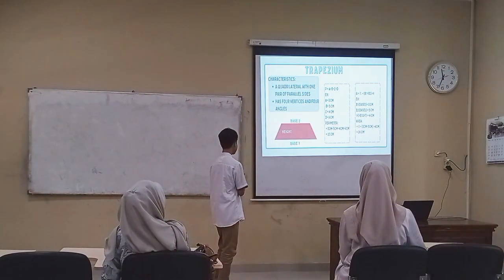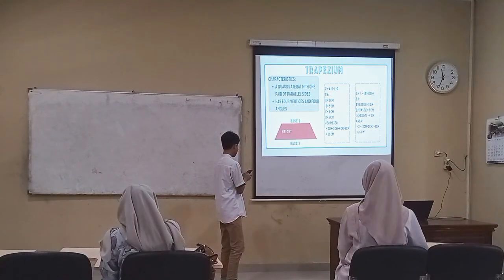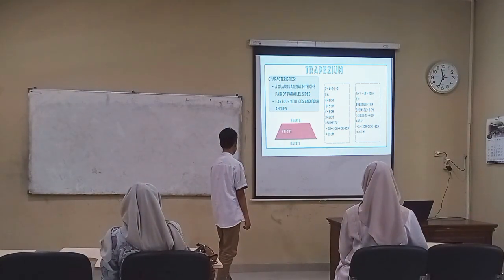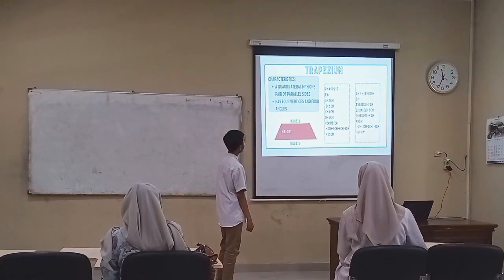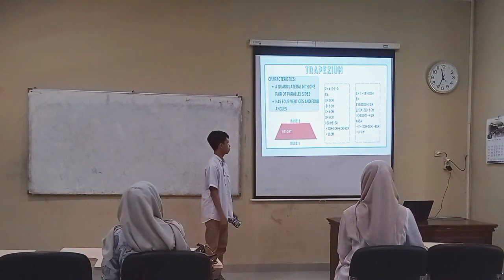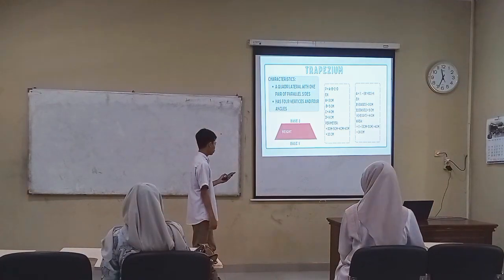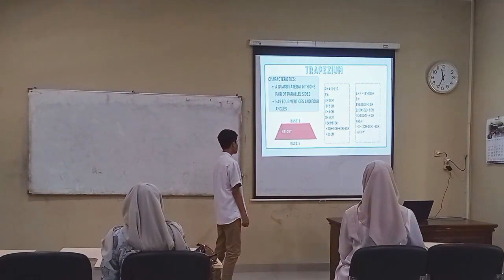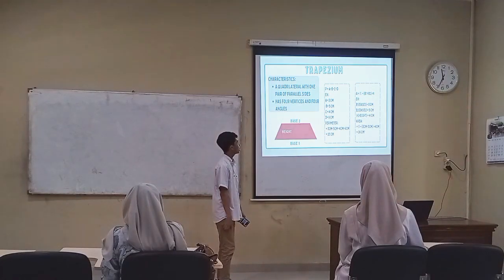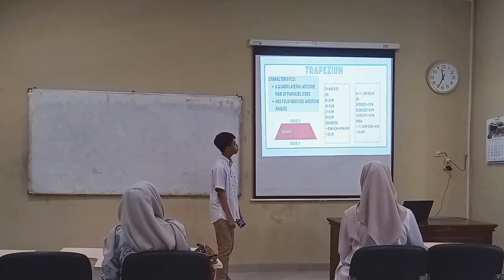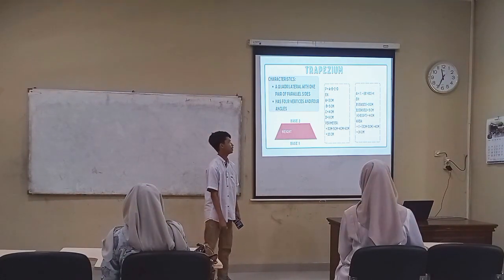For the next, we have a trapezium. A trapezium is a quadrilateral with one pair of parallel sides, has 4 vertices and 4 angles. To find the perimeter, we add all sides. The formula is P is A plus B plus C plus D.